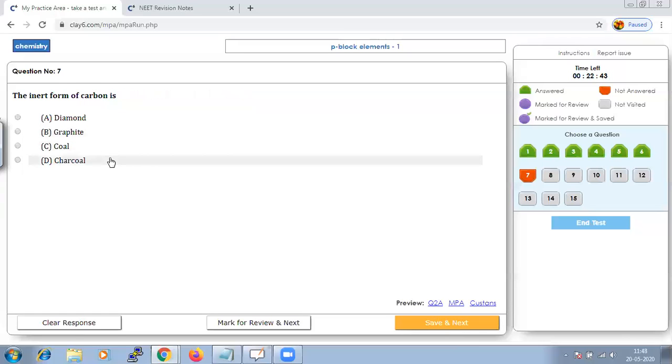The inert form of carbon. Just now we saw that the inert form of carbon is, of course, diamond because it does not have free electrons. It is very closely packed.